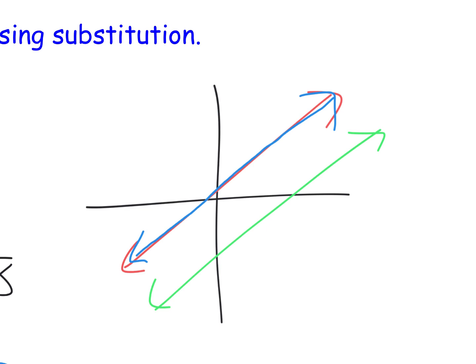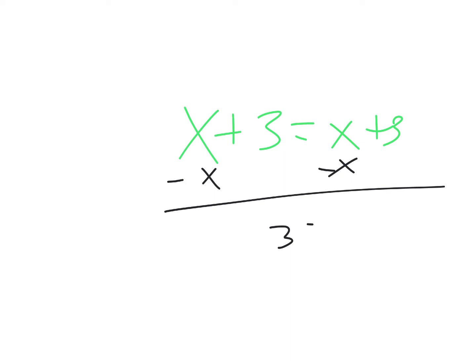So if you get one where it's weird and all the variables drop out, like x plus 3 equals x plus 3, that's a true statement. I just subtract x from both sides and it's 3 equals 3. If you get left with a fact like 3 equals 3, then that means they were right on top of each other and everything works. Every x would be an answer.